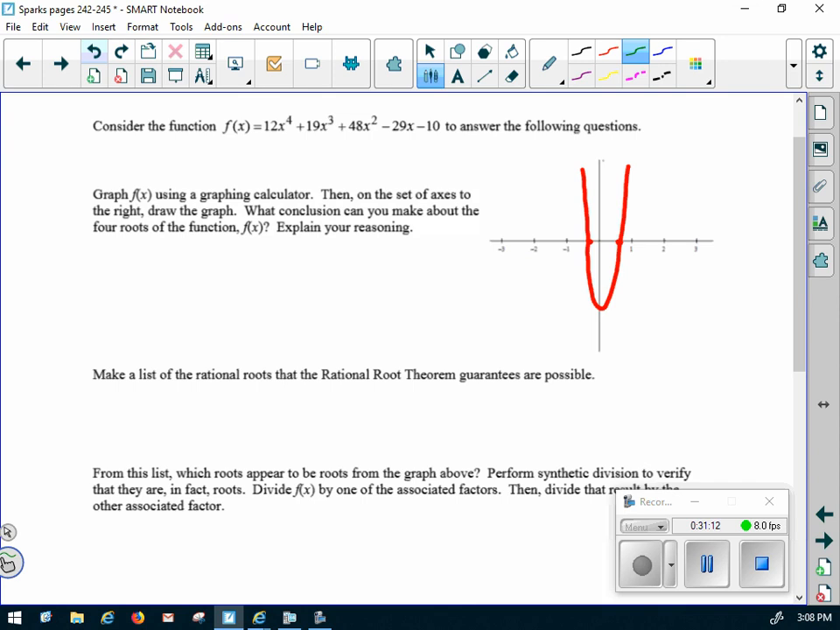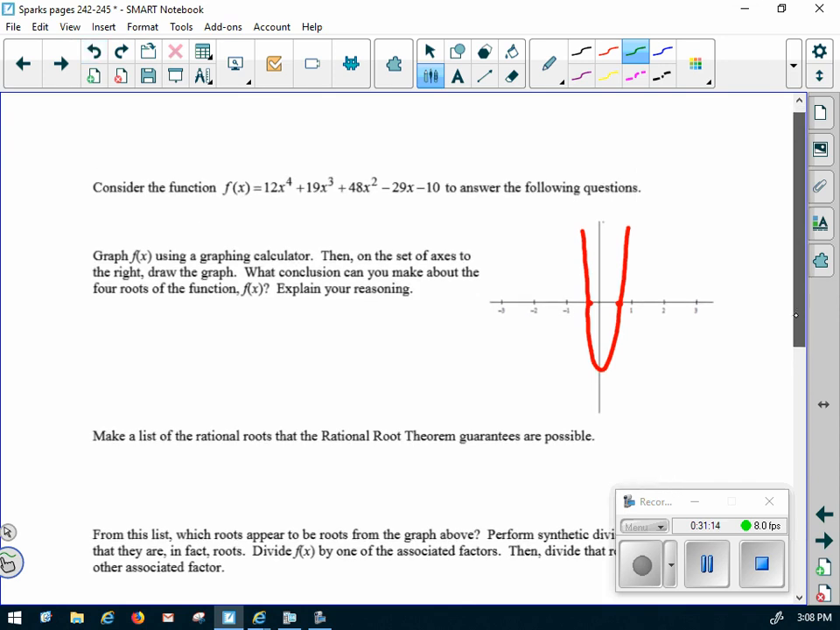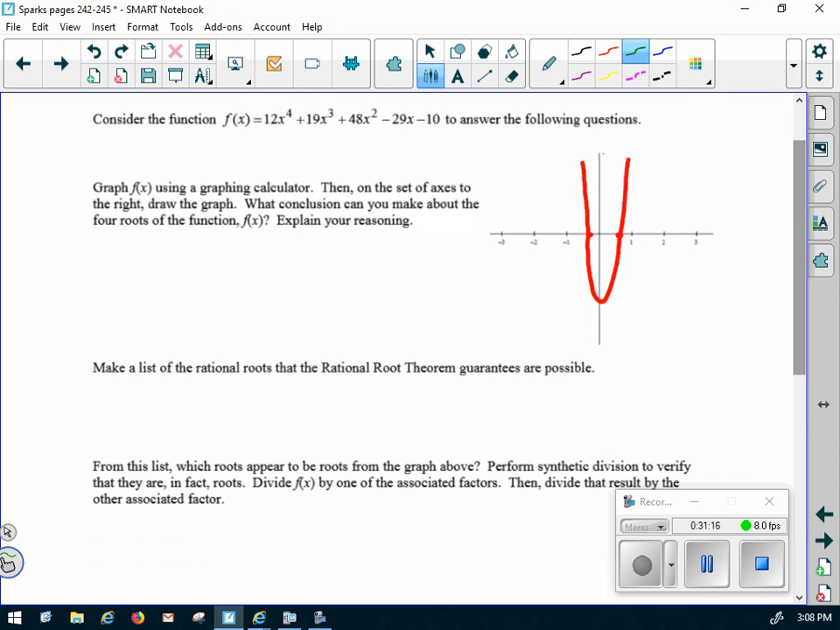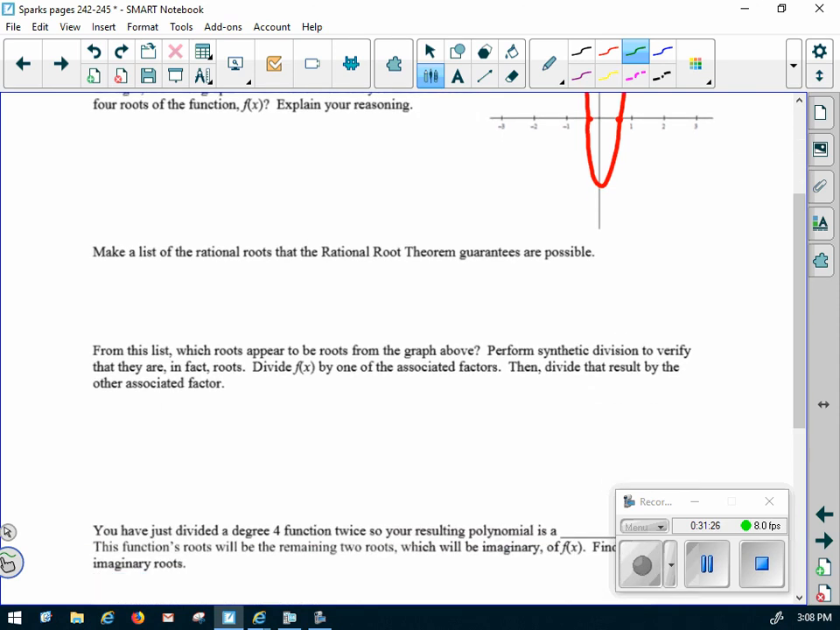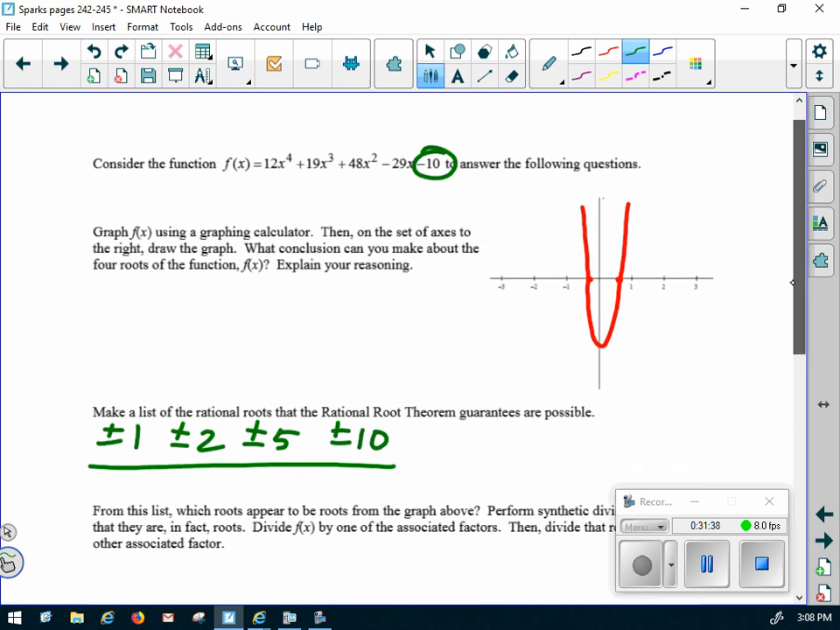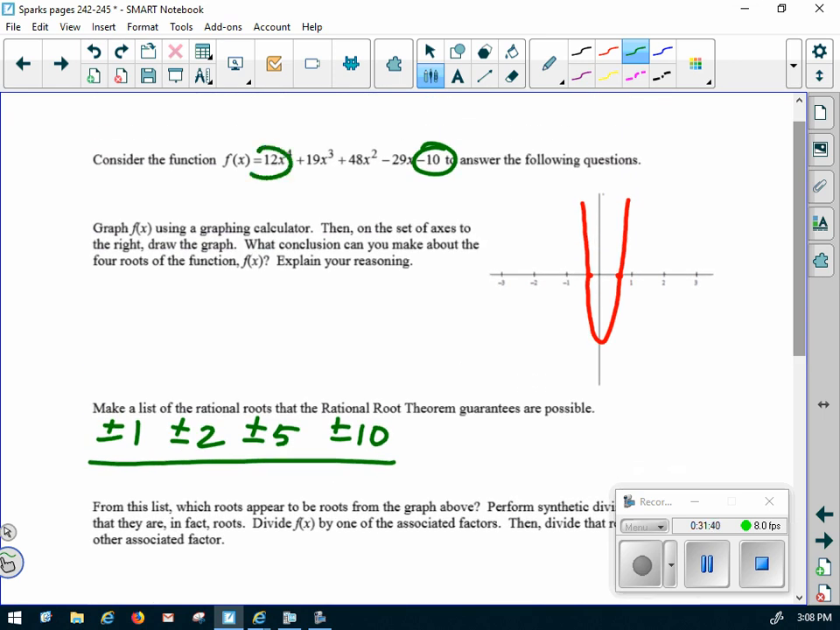Make a list of the rational roots that the root theorem guarantees are possible. All right. What are the possible numerators? Don't worry about the sign that it's negative 10. Just worry about the 10. What are the possible numerators? Plus or minus, go. 1. Stop. Okay. Possible denominators.